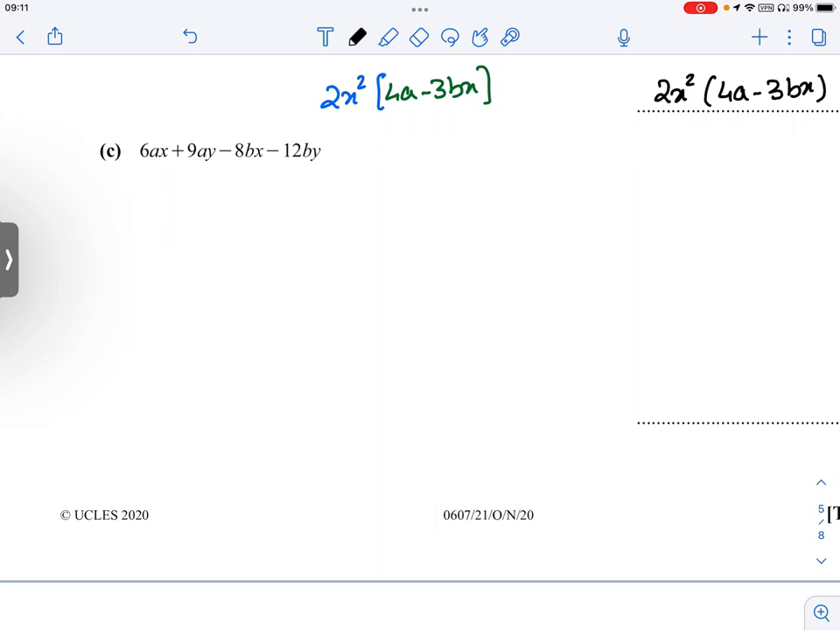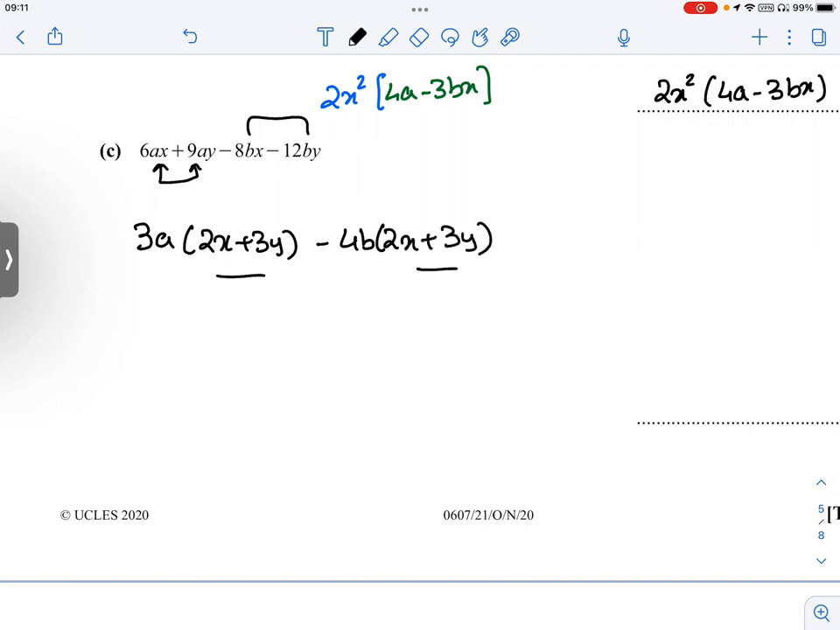factorize it. So from the first two terms, in a similar way, I'm going to take 3a common. So it's going to be 2x plus 3y. And from the last two terms, I'm going to take negative 4b common. It's going to be the same, 2x plus 3y. So 2x plus 3y is common. So what am I left over with? 3a minus 4b.